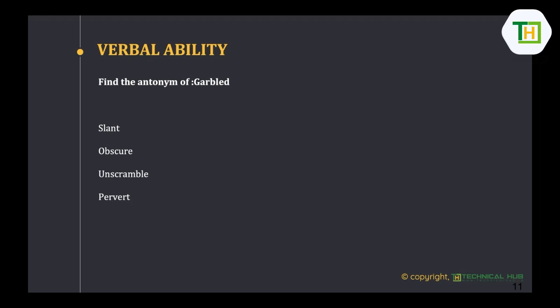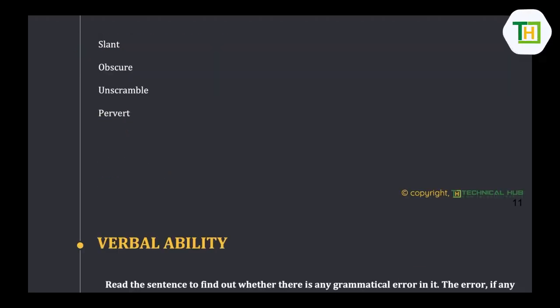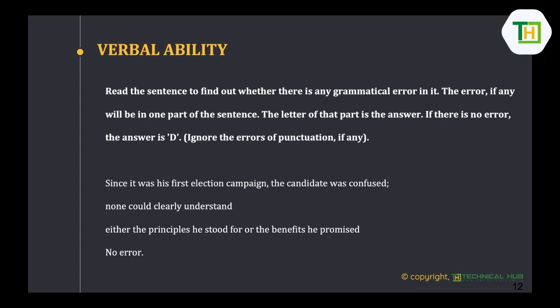See, you're all telling many other words. Slant, people told; obscure, you people are telling; pervert, you are telling. I told you garble means broken, correct? So unscramble means to adjust or to put it together or to repair. That is the right way. Antonym is unscramble. Next one. I told you, synonyms and antonyms, you have to read by your own and do the practice and you have to use it in your day-to-day language. Then only you will be remembering.